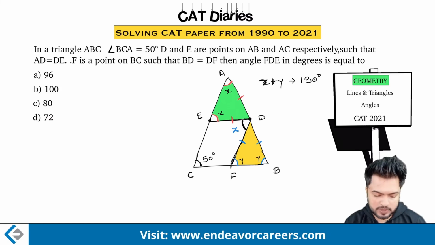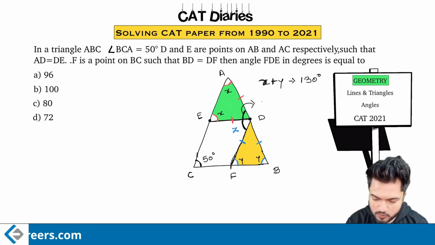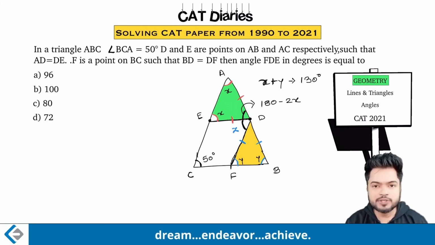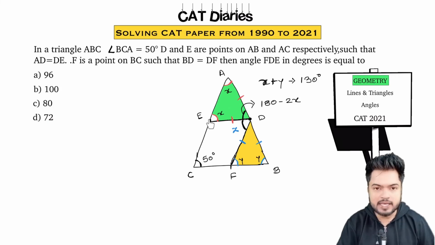But I know one thing. I know this angle. What is this angle? This is equal to 180 minus 2X. Right? The sum of the measures of angles of a triangle is 180 degrees. So if I'm just talking about this green triangle, which is ADE, two angles are X. So X plus X plus this angle is 180 degrees, so this angle is nothing but 180 minus 2X. Whatever this angle is, if this is 30, 30, then 180 minus 60, this becomes 120. Whatever it is, it will be 180 minus 2X.